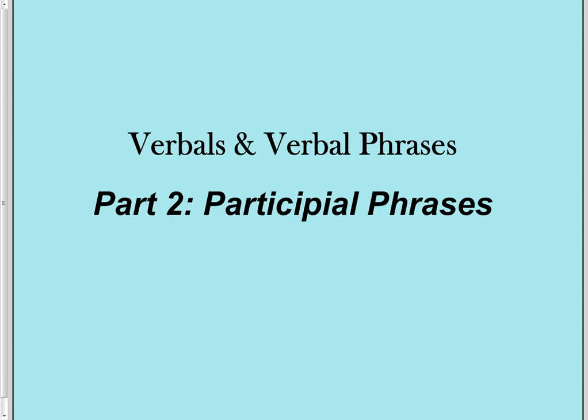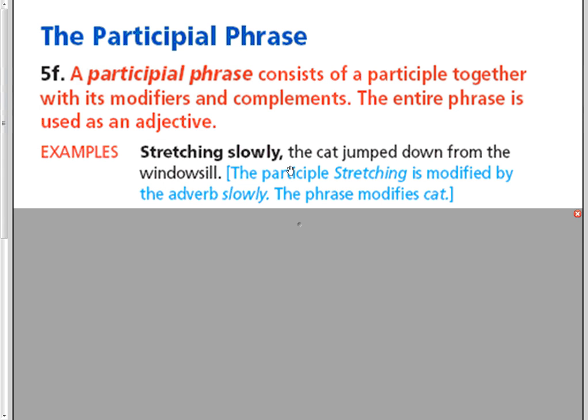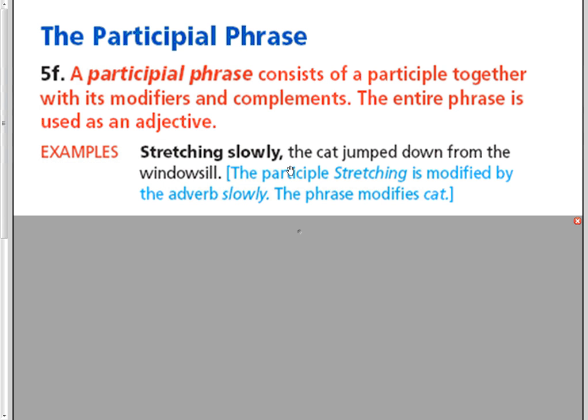Okay, we'll learn about participial phrases. A participial phrase consists of a participle together with its modifiers and complements. The entire phrase is used as an adjective. So here's my example. Stretching slowly, the cat jumped down from the windows.